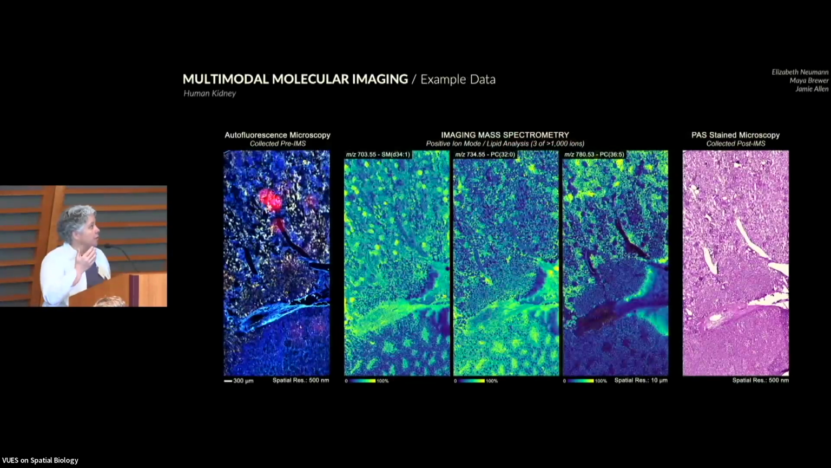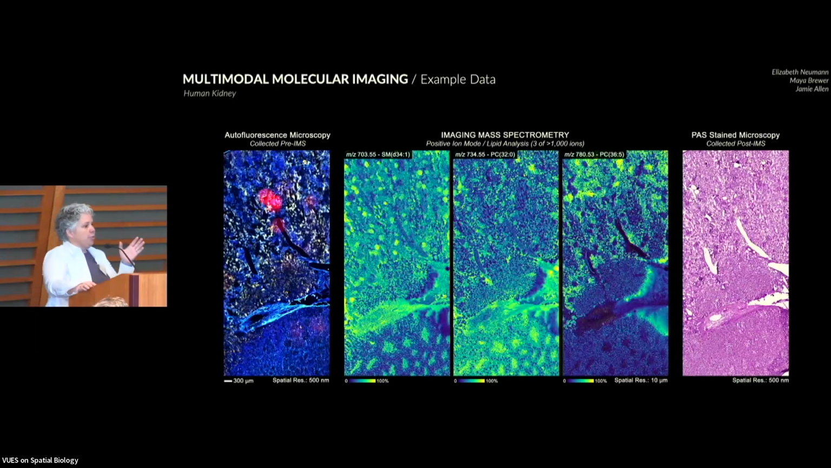And so what I'm showing here is our most standard multimodal workflow. And this is one that we routinely collect on our samples. What we do is we collect that initial autofluorescence microscopy image. Then we can do an imaging mass spec experiment and get the molecular profiles. Then we'll collect a second autofluorescence microscopy image. So this is a post-AF image. And then we can overlay our histology stain on top of that.